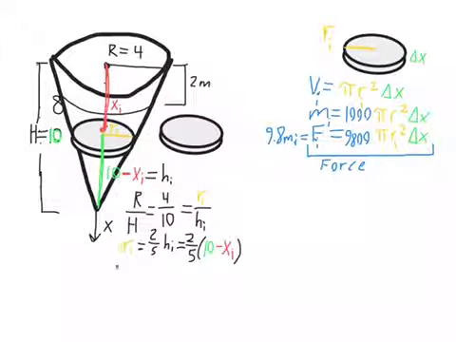So now we have that if we're at a position xi, then the radius of that particular disk will be equal to this in terms of xi, in terms of the distance that we must move this object. And so now what are we going to do? We're going to re-express force in terms of that by plugging in our little radius.